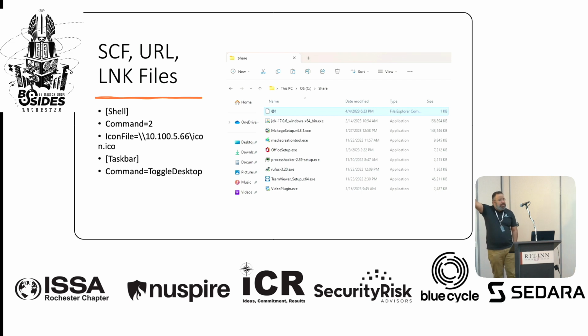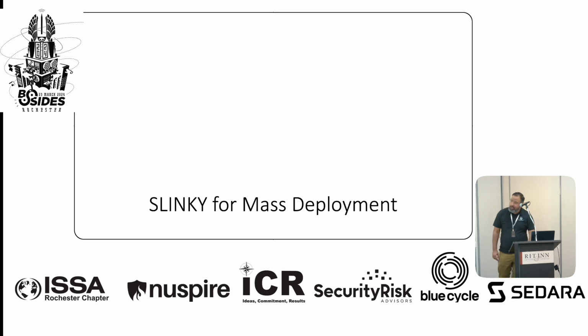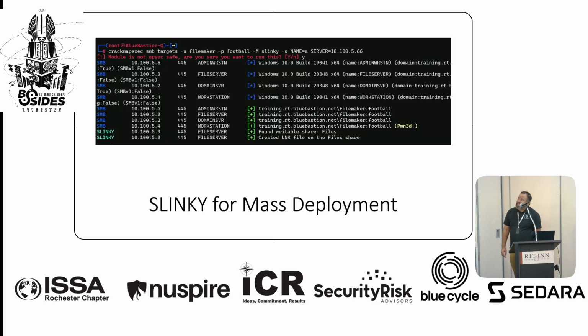If the icon is loaded from my box, the user will end up on my box, and I will get their NetNTLM hash if I'm running Responder or a similar tool on the other end. Okay? And you can do that with a tool called Slinky. It's part of CrackMapExec.